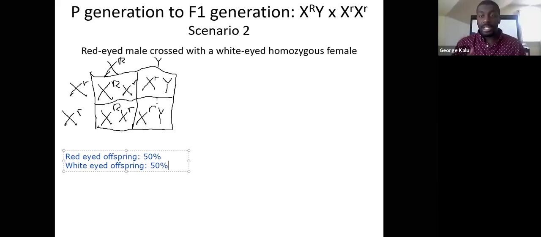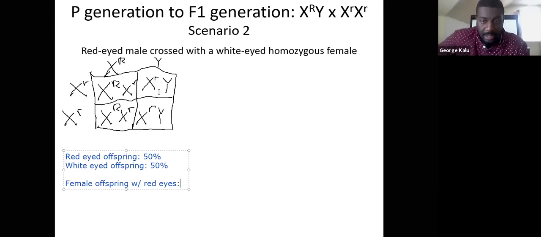Now we're going to take this a step further. If we're looking at just the female offspring, what's the likelihood that the female offspring are going to have red eyes? What do we think? So I'm seeing 50. So I'm doing 50 as well. So this 50 isn't quite right. And so this is where things get a little bit tricky. You kind of got to think about this a little bit in more detail here.